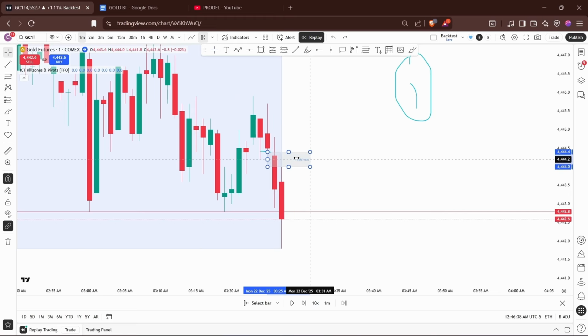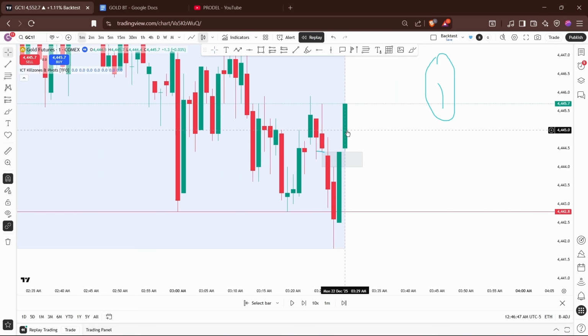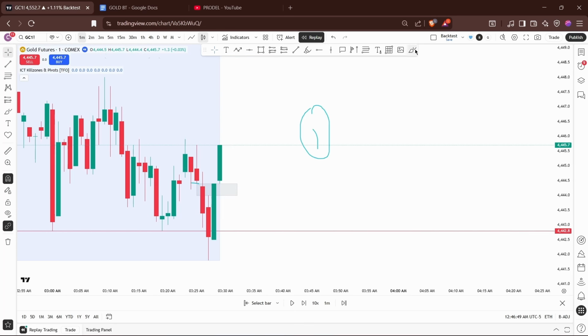This box is the fair value gap. We will wait for the candle to close above this box. So yeah, it closed above the box. So the second entry criteria is also done, which is the inverse fair value gap. And we will look for the third entry criteria.